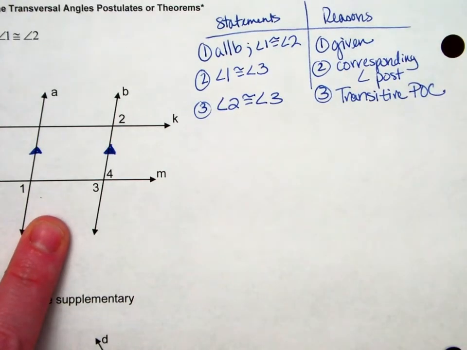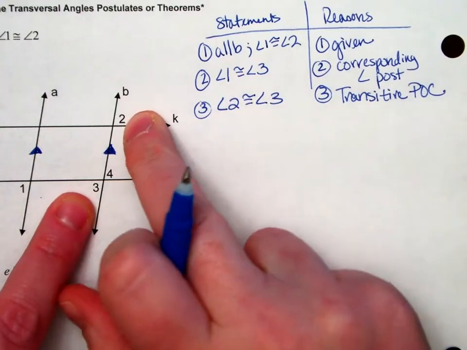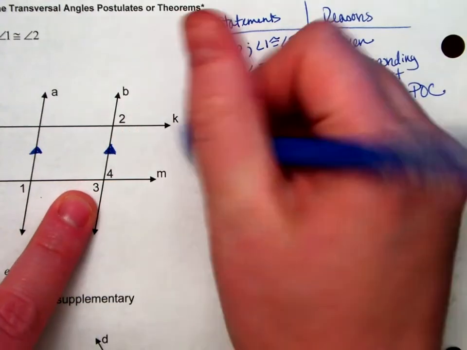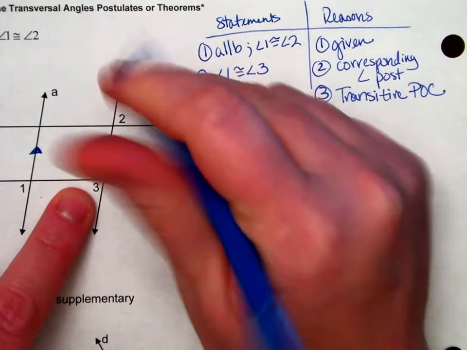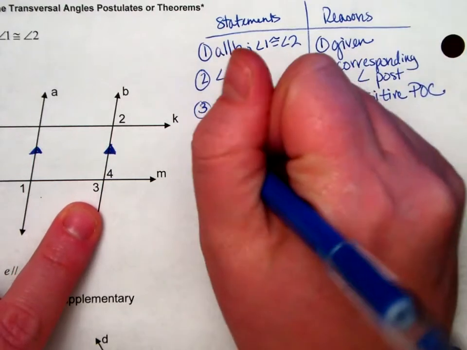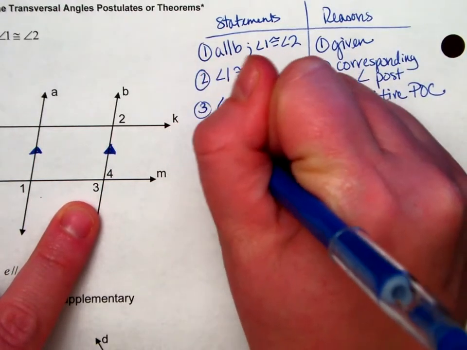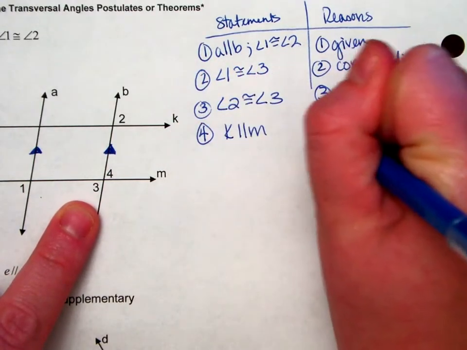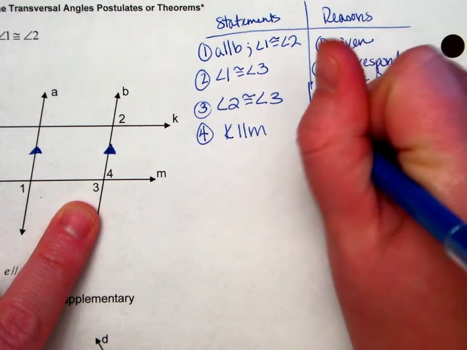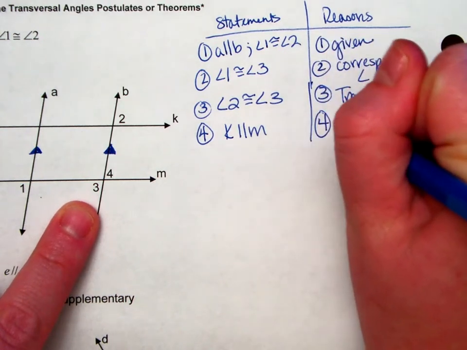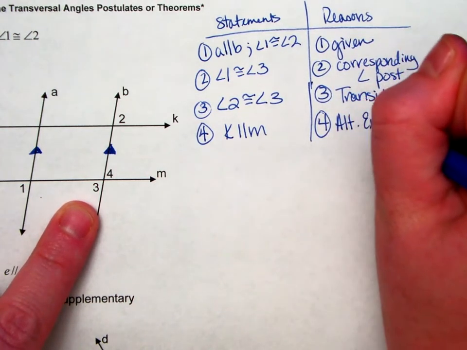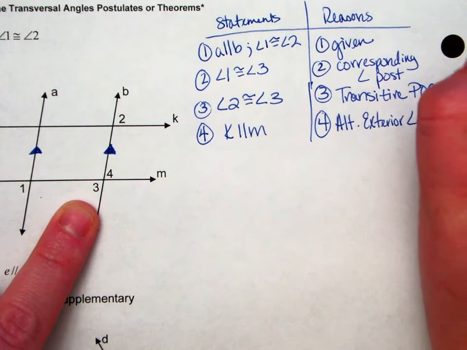So now that we have that, angles 2 and 3 are alternate exterior angles. So since alternate exterior angles are congruent, therefore lines K and M are parallel. So step 4, K is parallel to M. That would be the alternate exterior angle converse.